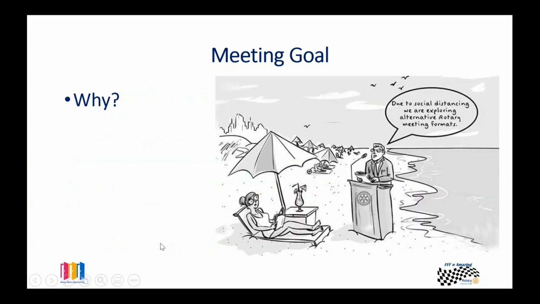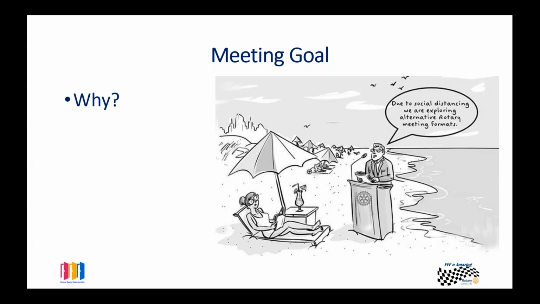So the next reason is your meeting goal. I like this little cartoon. It says, due to social distancing, we are exploring alternative Rotary meeting formats. Someone speaking on a beach. The first thing I think you need to do before you decide to have a meeting is decide why. What is the purpose? What are you trying to do?